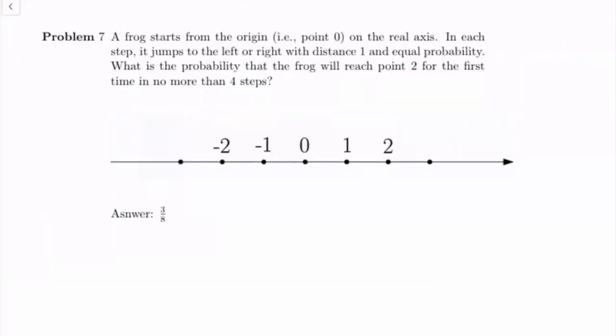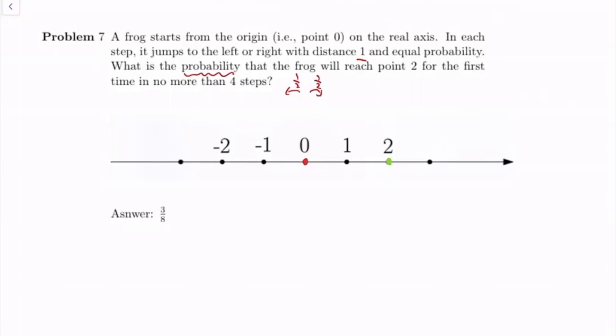Problem number 7. A frog started from the origin, which is right here, on the real axis. In each step, it jumped to the left or right with distance 1 and equal probability. So that means 1/2 to the left or 1/2 to the right. What is the probability that the frog will reach point 2, which is right here, for the first time in no more than 4 steps?